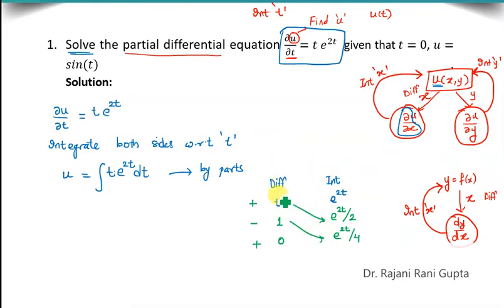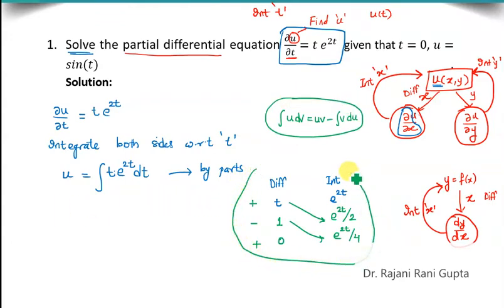Okay, so you can work in this way, or you can even use the regular method, uv minus integral of v du. Both will give you the same answer, so you can use any one. So let's work on this. Now 2 arrows means there will be 2 terms in the expression of this integration. So u is equal to t times e power 2t over 2, and then plus minus gives you minus 1 multiplied by e power 2t over 4.